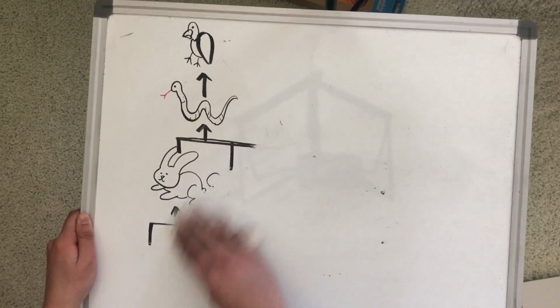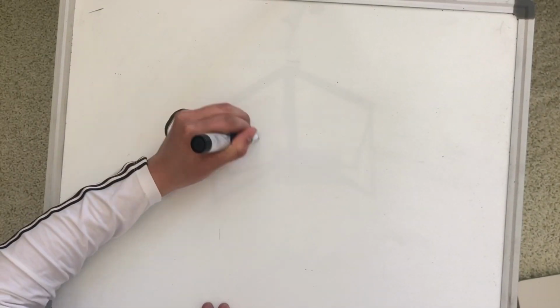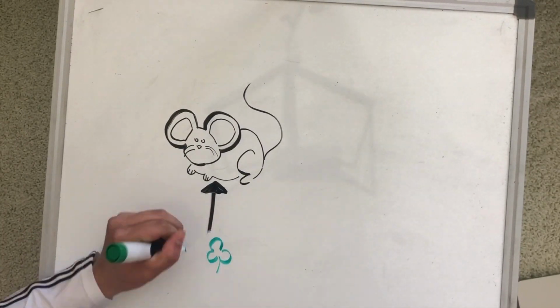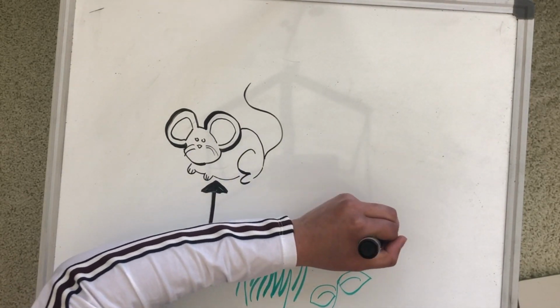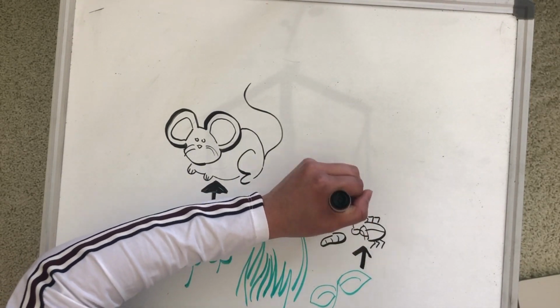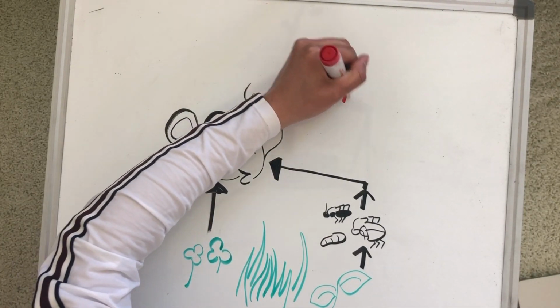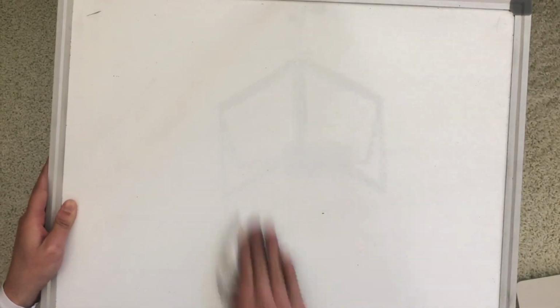Now, you may be wondering, but what about animals that eat both plants and animals? Well, to demonstrate this, let's draw our mouse. So, our mouse can eat both plants and insects. So, in order to represent this, we'll just draw a line from the plants to the mouse and from the insects to the mouse. So, our food web can kind of get messy sometimes.